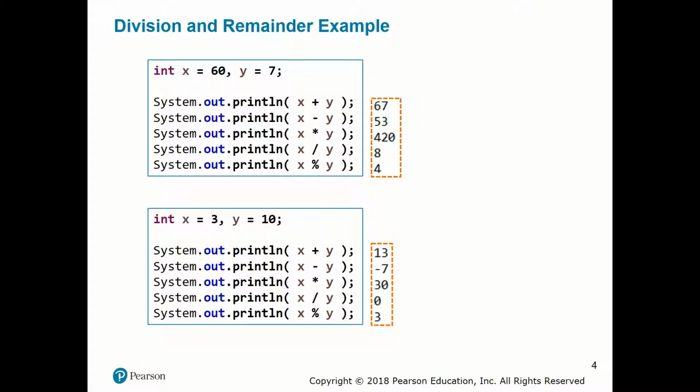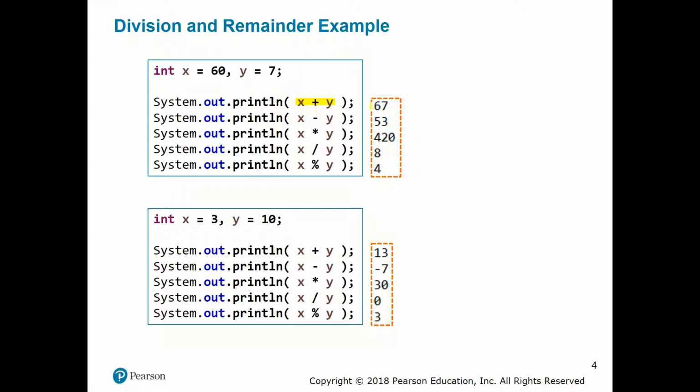Then let's look at one more example. Here x is 60 and y is 7. I want to know the result of addition, subtraction, multiplication, division, and remainder of the two values. As you see here, we can put an expression inside the parentheses of System.out.println. If an expression is placed here, the computer evaluates this expression and prints the result.